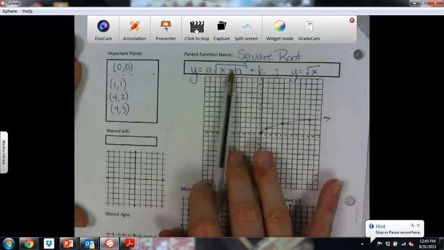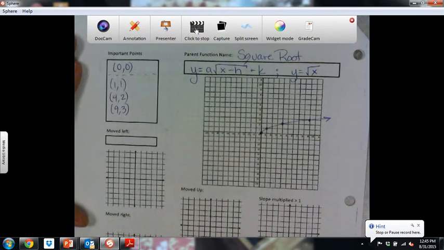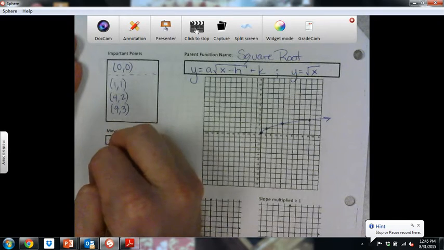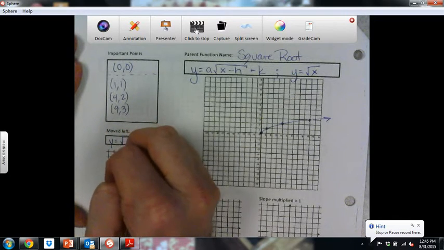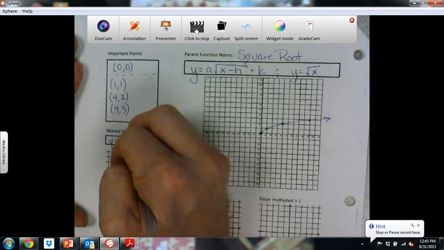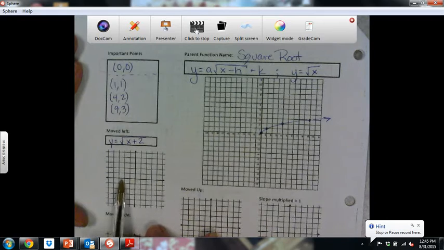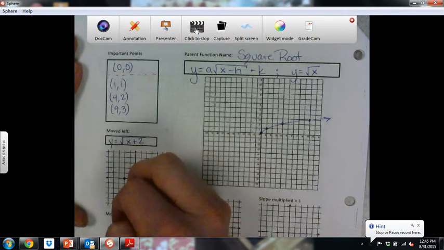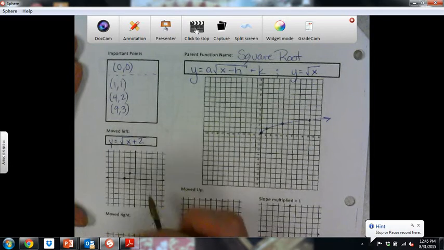So if I add or subtract something underneath the radical, then that's going to shift me left and right. So I could say y equals the square root of x plus 2 is going to move me left 2. Then we went 1, 1, so up 1 over 1 from there, and then out 4 from there and up 2.